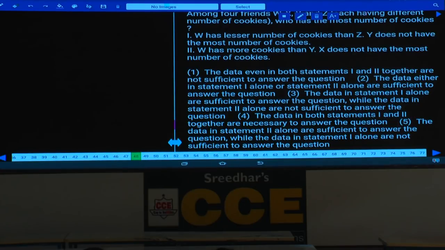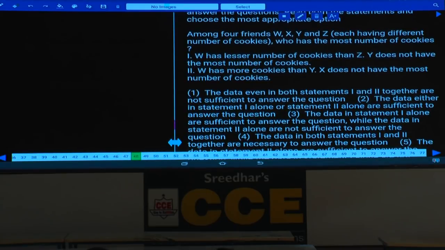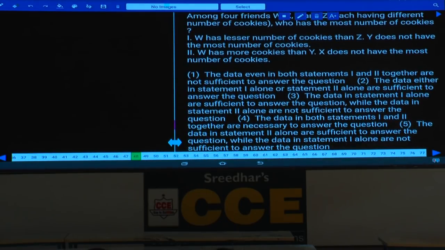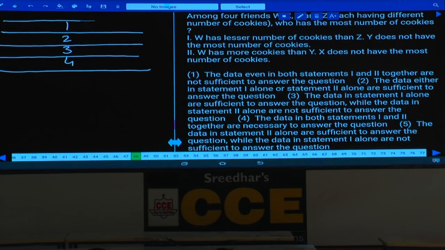Then question number 48. Among 4 friends, who are those 4 friends? W, X, Y and Z, each having a different number of cookies. Who has the most number of cookies? Now the question is about what? The person who is having the maximum number of cookies. Now these are the 4 persons here. Now we need to identify the person who is having the maximum number of cookies, that is the first person.